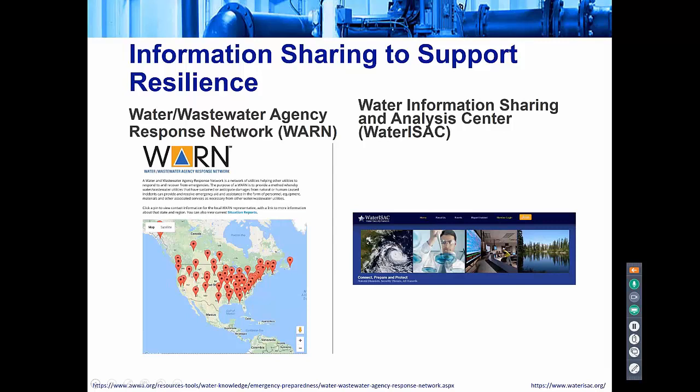Here are just two examples of networks that you might want to plug into. WARN, for example, the Water and Wastewater Agency Response Network, provides a network of utilities which can help other utilities to respond to and recover from emergencies. If you're not already plugged into that, please check it out. Please get involved. And then the Water Information Sharing and Analysis Center serves as an information platform for the sector. Members include hundreds of utilities serving more than 200 million people in the United States, as well as federal, state, and local agencies and consulting firms.